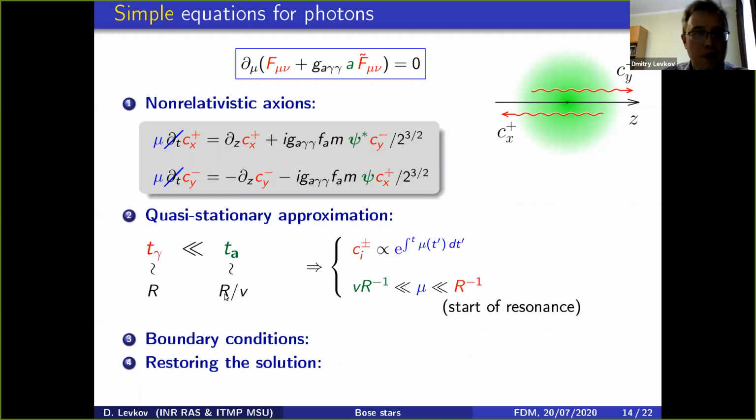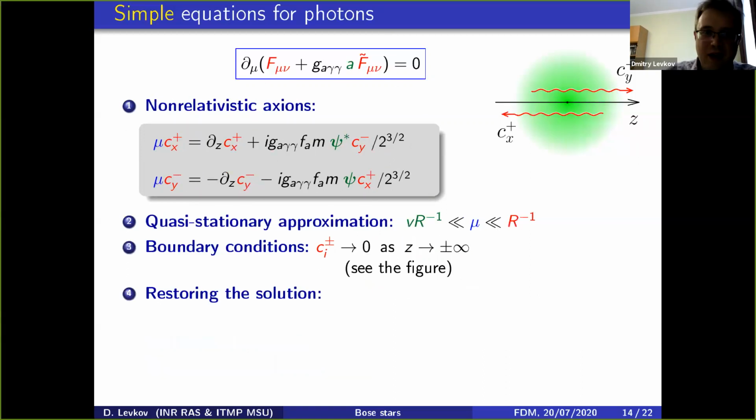But there is another approximation which is also valid, because photons are fast. Their characteristic time is the crossing time. They move with the speed of light. And axions are slow. They move with, at best, velocity v. So you can consider the background as almost time independent. In this case, C plus minus develop exponentially. They either grow exponentially, or decay exponentially, or oscillate. It doesn't matter. The exponential rate mu is much larger than the time scale of the background. If you plug this into the equation, we get a Schrödinger-like equation. This is like a stationary Schrödinger equation for the growing modes of photons. And then there are boundary conditions for these equations.